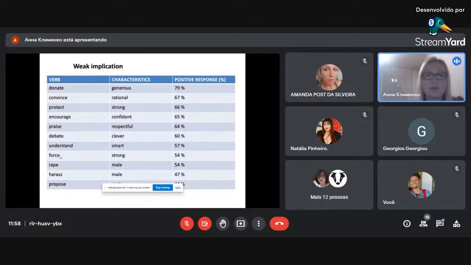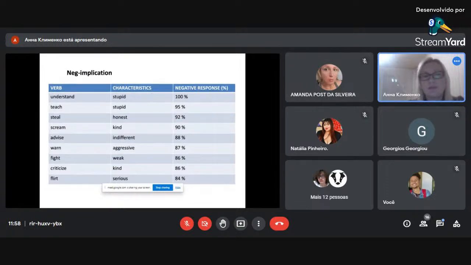And of course, there are certain verbs like praise and respectful, and here we see that the meaning of the verb praise is not directly similar to the Russian concept, and we have this difference reflected in our results. Only 64% of positive answers.